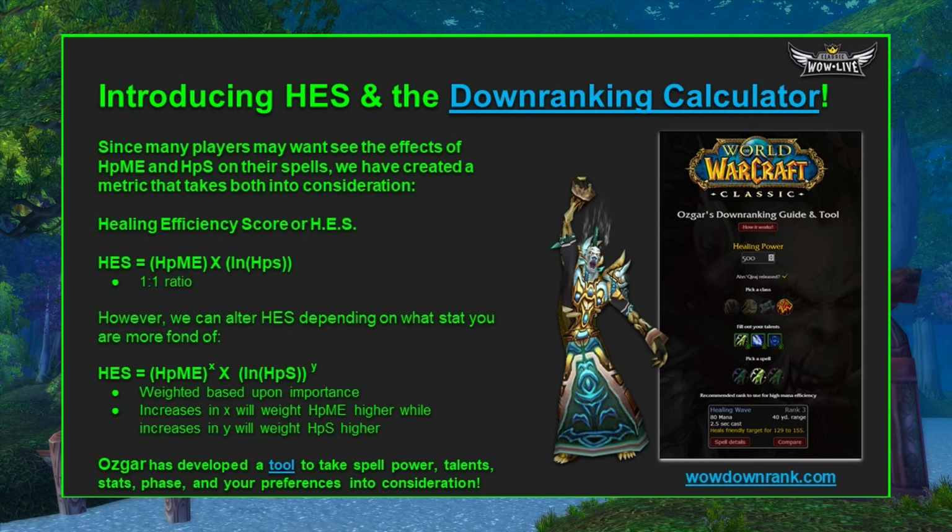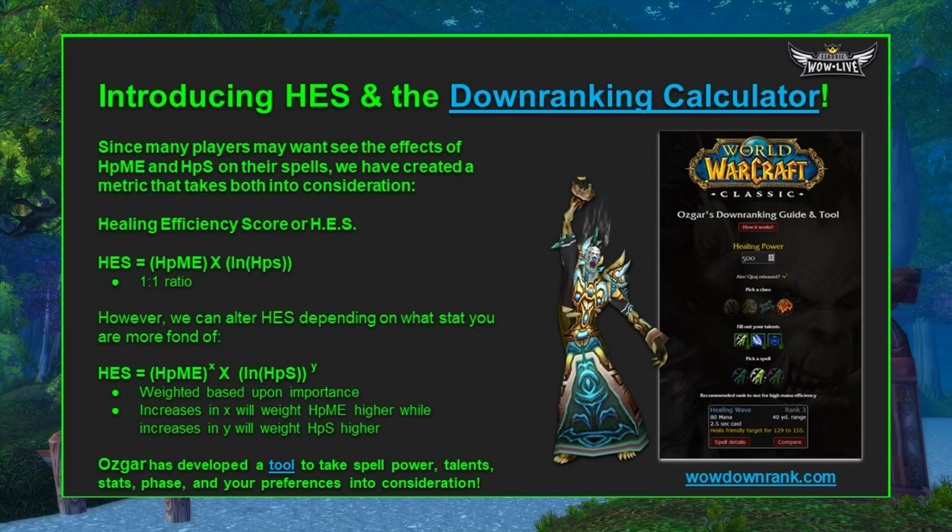Simply, what it is, it takes DpME and the natural log of HPS and multiplies them together in a 1-to-1 ratio. The reason we take the natural log of HPS is because the range is much larger, so if you can condense the range using a log transformation, the numbers are much smaller and are much easier to understand and digest. Now, this is a 1-to-1 ratio, but some of you may want to alter the HES depending on what stat you are more fond of or are weighing heavily on.